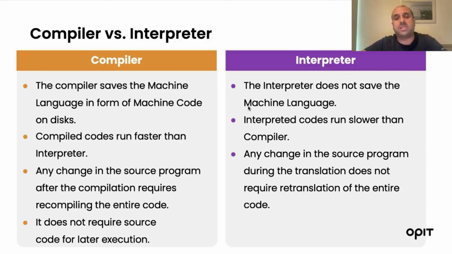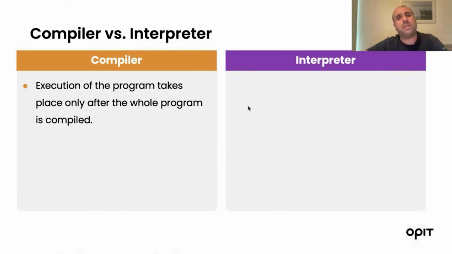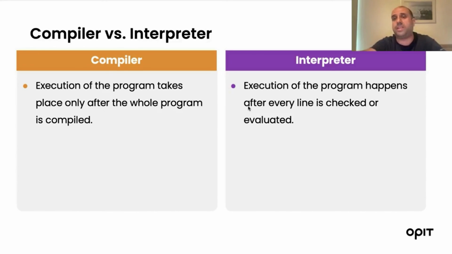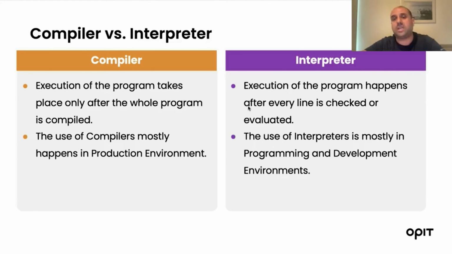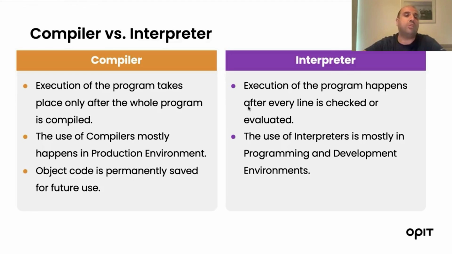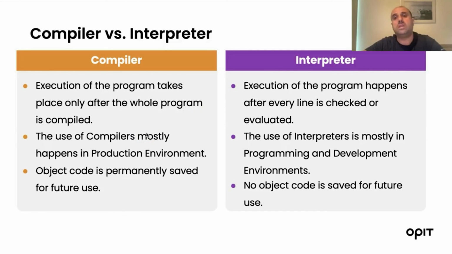On the compiler side, source code is not required for later execution. On the interpretation side, source code is needed every time the code is interpreted. On the compiler side, execution of the program takes place only after the whole program is compiled. However, on the interpretation side, the program is executed line by line, so every line is checked and then evaluated. The compiler is mostly used in a production environment, while the interpreter is mostly used in a programming and development environment. On the compiler side, object code is permanently saved for future use. On the interpreter side, no object code is saved for future use.